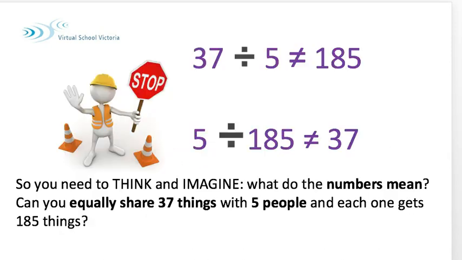What we have to be very mindful of is, how do these numbers work in real life? If we take 37 lollies and we share them equally with 5 people, not every person can get 185. And conversely, if we take 5 lollies and we share them equally with 185 people, not everyone will get 37. So you really need to understand how division works and what it looks like.